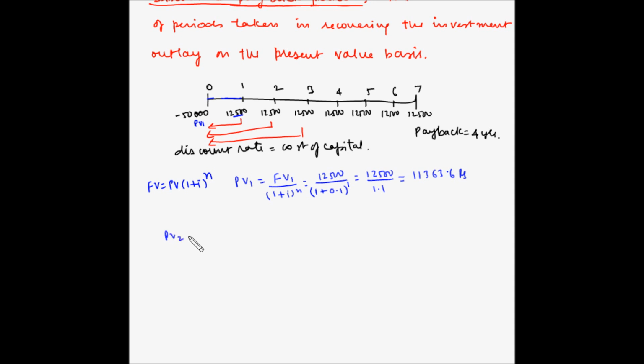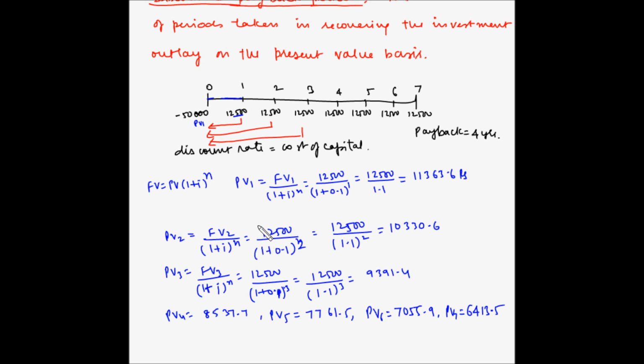Similarly, PV2 is equal to FV2 divided by 1 plus I to the power n. So PV2 is also 12,500. So 12,500 divided by 1 plus 0.1 to the power n, where n is actually 2. So this becomes 12,500 divided by 1.1 square, and this is equal to 10330.6. Let me note down the present value for the remaining years also.